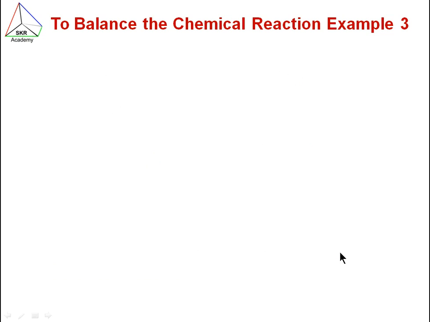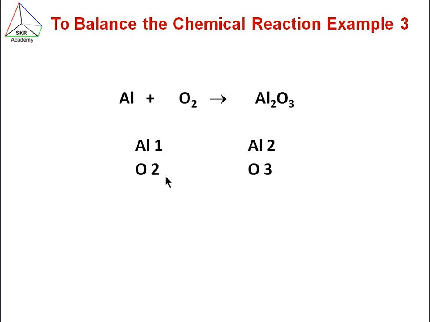Let's see one more example where aluminum is oxidizing and producing aluminum oxide. The number of atoms on the reactant side, or left hand side, of aluminum is 1, and aluminum on the right hand side is 2, and oxygen on the left hand side is 2 and on the right hand side 3. So this looks very simple. Let's balance aluminum first. We will add a coefficient 2 in front of aluminum on the left hand side, so this aluminum will be balanced.